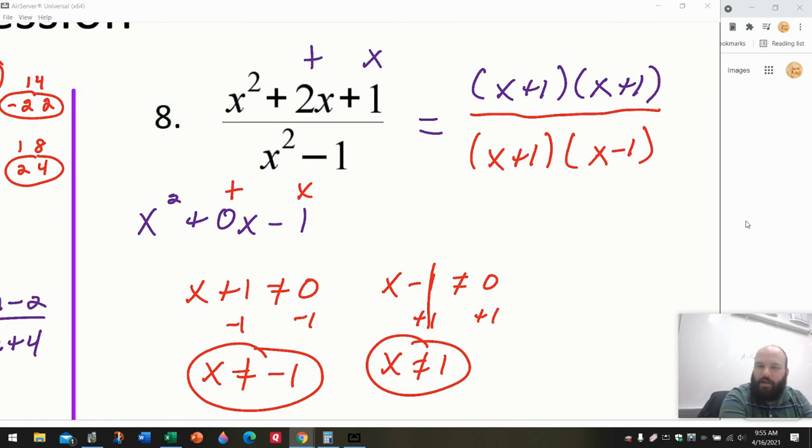Now that we've found our excluded values, we can go ahead and cancel or cross out the factor or factors that we see that our expression has on the top and the bottom. In this case, we have an x plus 1 on the top and the bottom. There's one pair of them, so we can cancel them out, and then we will rewrite what is left, which is x plus 1 on the top and then x minus 1 on the bottom. And there's your final answer.